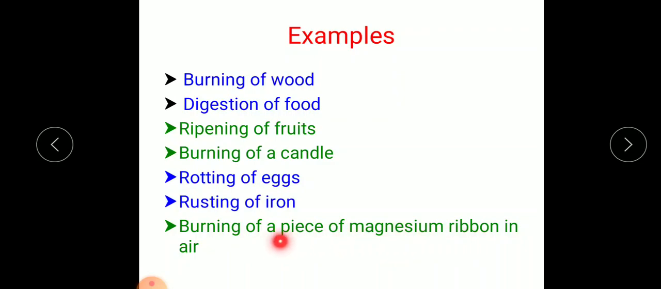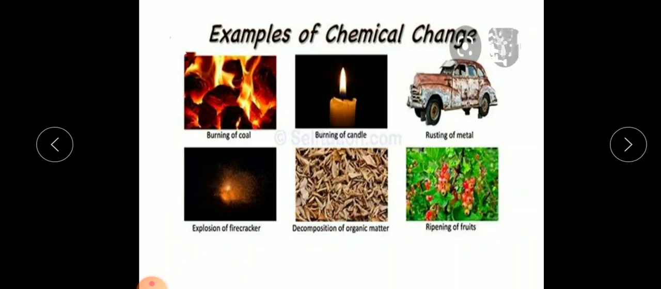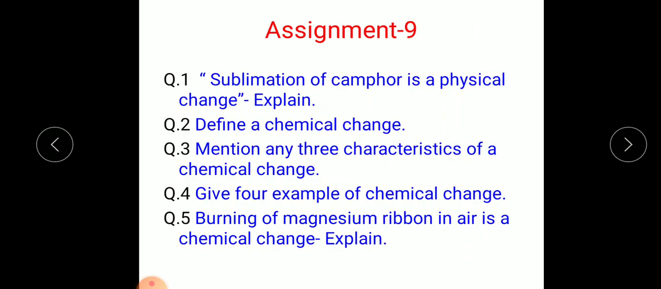Burning a piece of magnesium ribbon in air. So when you burn a piece of magnesium ribbon in air, what will happen? The magnesium ribbon burns with a white dazzling light, and after that it will form ashes. So a completely new substance is formed, that is magnesium oxide. Fine. Other examples of chemical change: burning of coal, burning of candle, rusting of metal, explosion of firecracker, decomposition of organic matter, and ripening of fruits. These are the other examples of a chemical change.